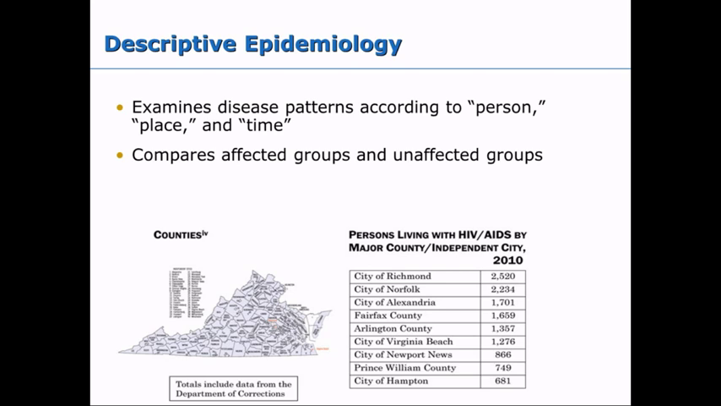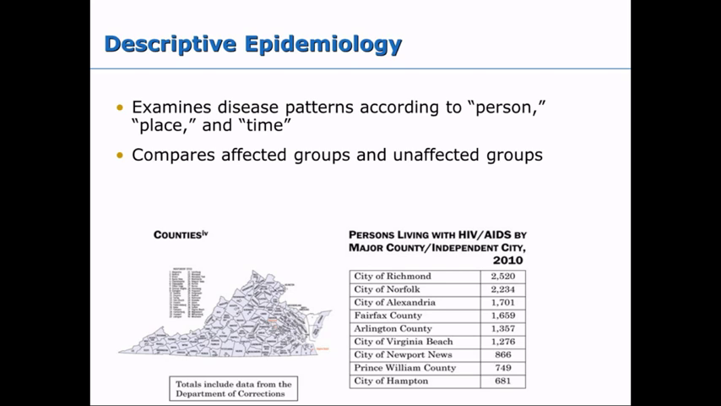They wanted to know how many people in the state were living with HIV by major county or city. Notice that these totals include data from the Department of Corrections so that they could get an actual picture of who, where, and when these individuals were affected by this disease.